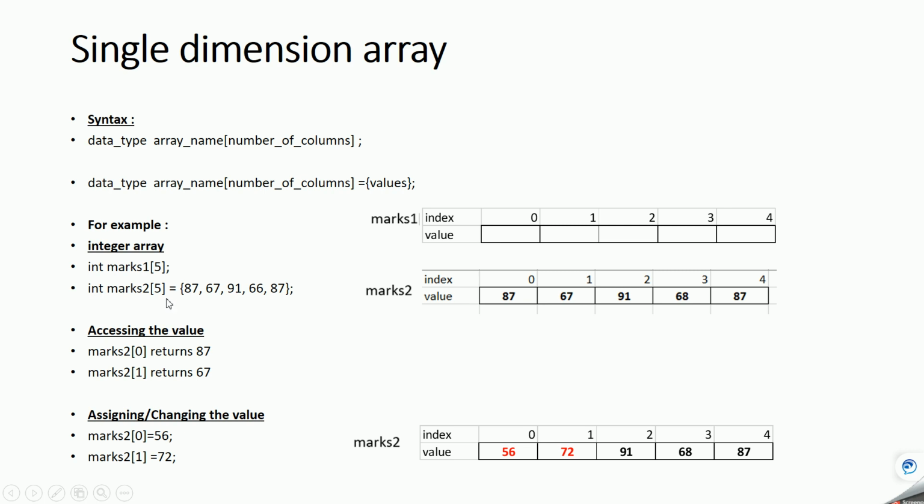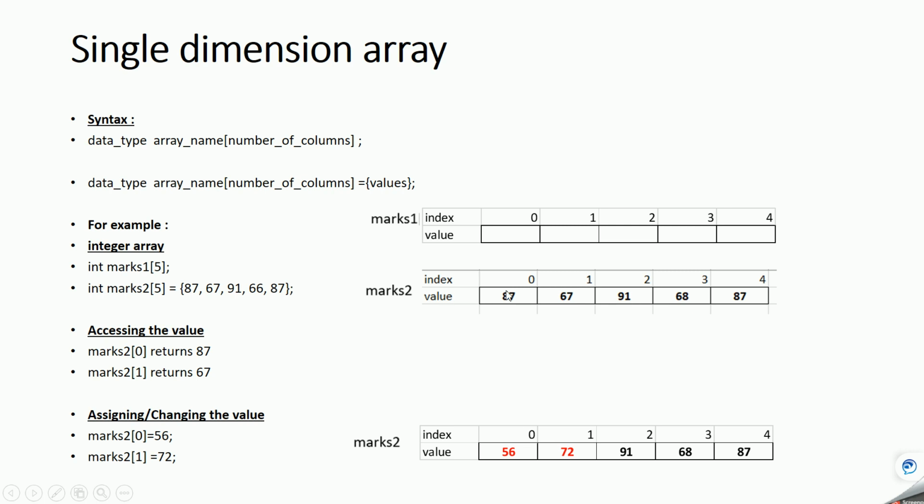We have another array which has five columns, and we are giving values like this. We can picture this array like this. At position 0 we have 87, position 1 we have 67, and like this at position 4 we'll have the fifth element. So this is how an array can be pictured using a diagram.